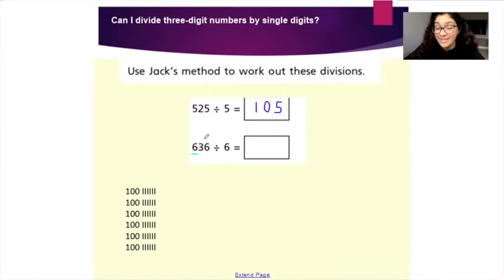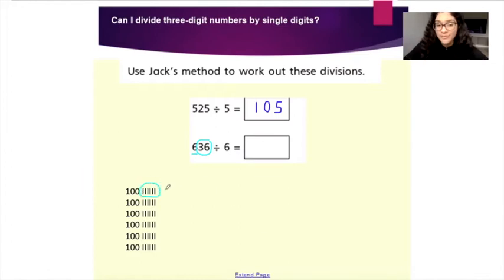Then I did exactly the same as what I did with 525, where I split 636 into 600 and 36. I know that 6 is in the 36 times tables. How many times does 6 go into 36? It goes in there 6 times. So next to the 100, you write then 6 ones, because that is how many times 6 goes into 36.